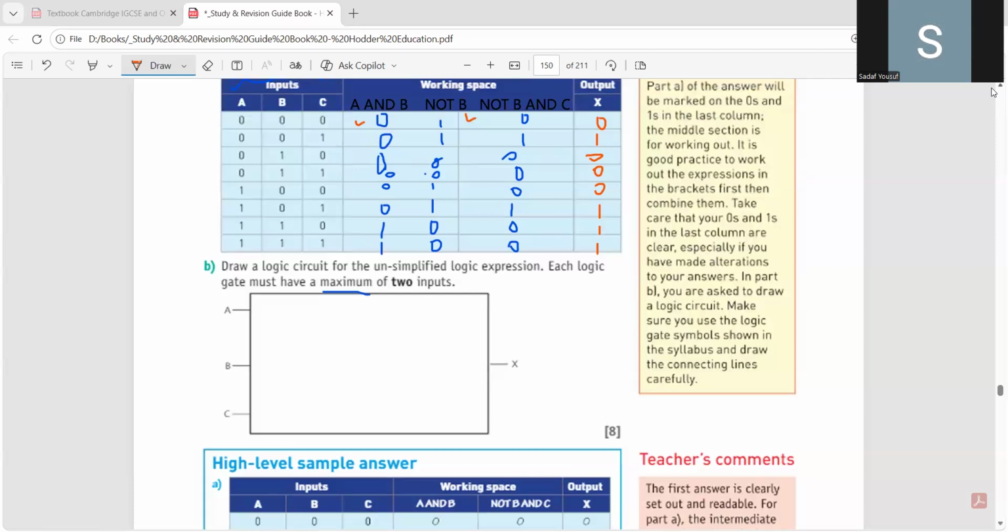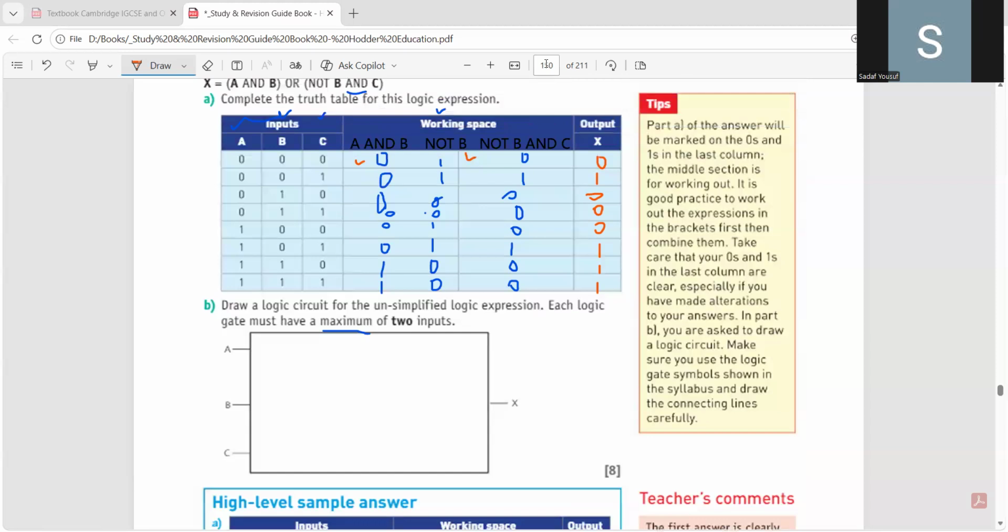So let's draw it together. Can you draw A and B or not B and C? A and B. So what are we going to do first? We are going to draw the AND gate first. A and B. So we are simply drawing the AND process. Are there any questions till now, children?